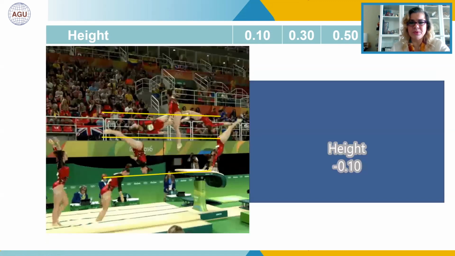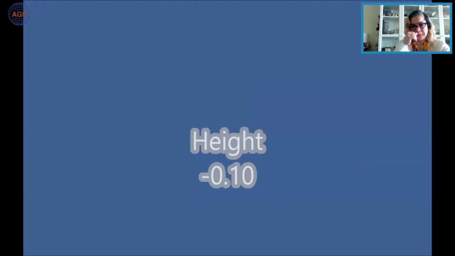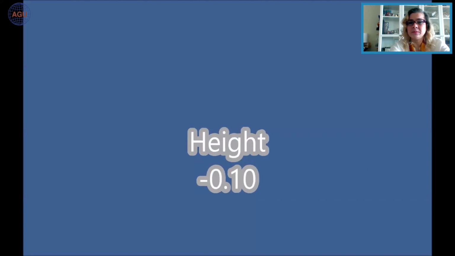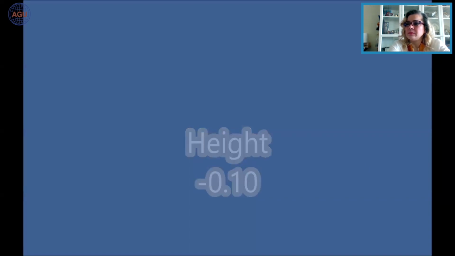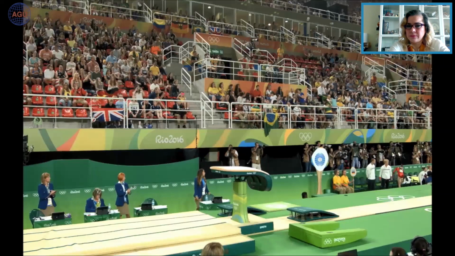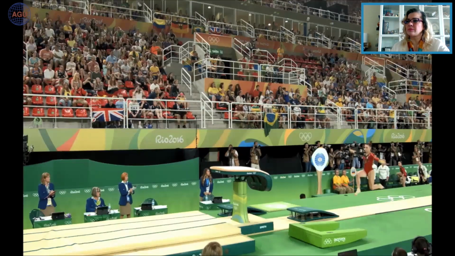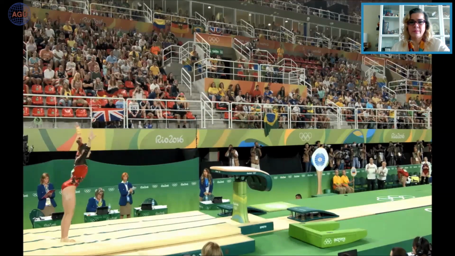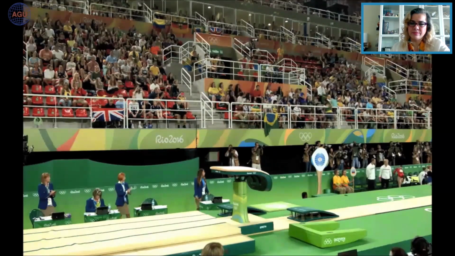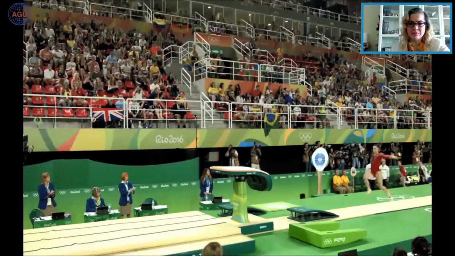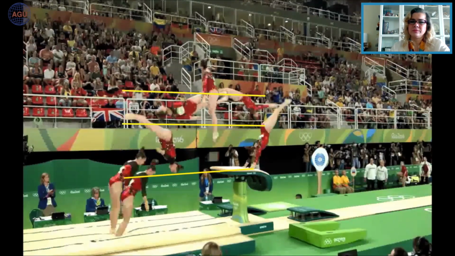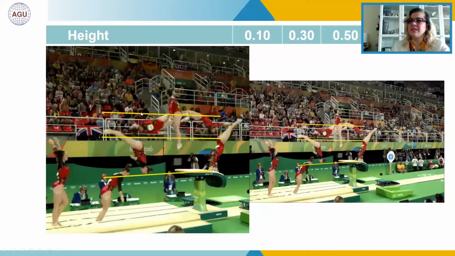Let's see another example with deduction 0.1. One more time with the level 6. So as you could see here, the level gets a bit down. So she received a deduction of 0.1.